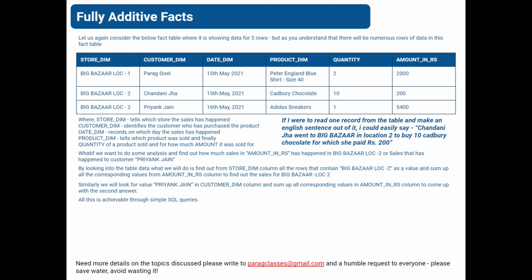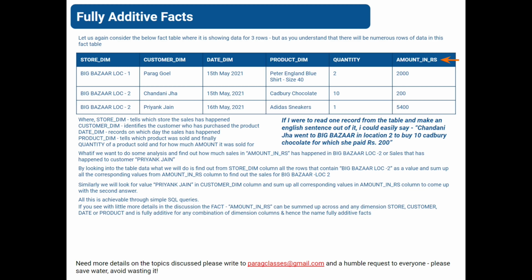And the one tool that makes it easy is the SQL query. Any SQL query can read the relational database, that is the data stored in the form of tables which contain rows and columns. SQL queries can quickly give the answers that we are looking for. If you see with a little more detail in the discussion, the fact, the amount in rupees, can be summed up across any dimension. So, by looking at just these 3 rows, we can give Big Bazaar location 1 separate sales and Big Bazaar location 2 separate sales, how much that has happened.